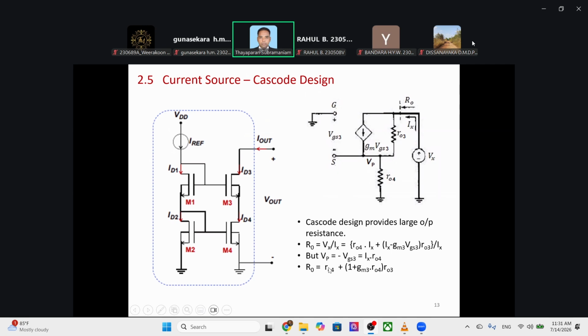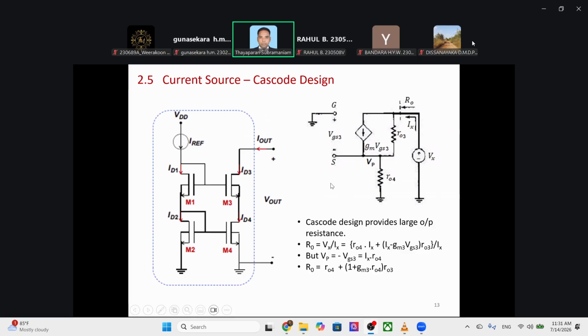Say for example 1K and 1K, the sum becomes 2K. The product is 1K into 1K, which becomes 1M, 10 to the power 6. Therefore, gm3 into Rout4 into Rout3 is the output resistance. We increase the order. Okay, we increase the order.